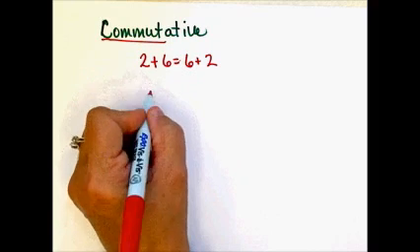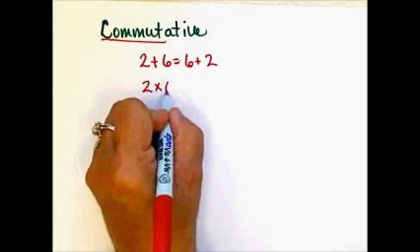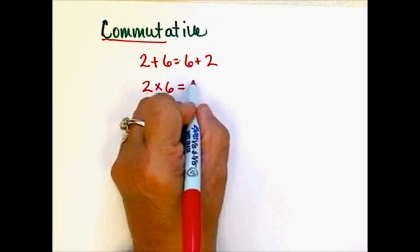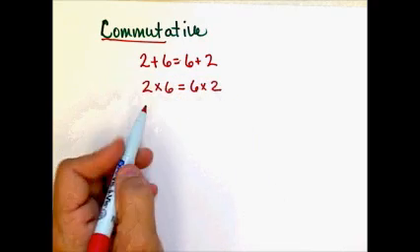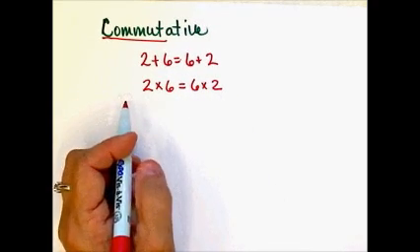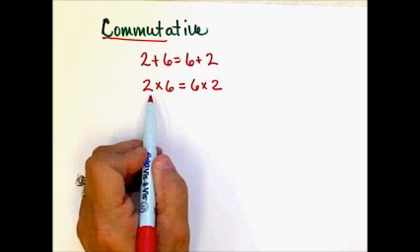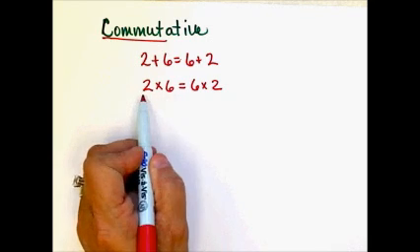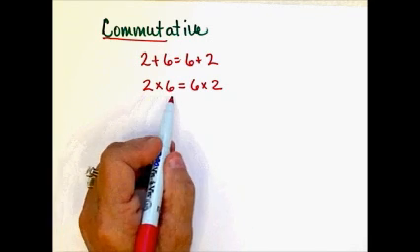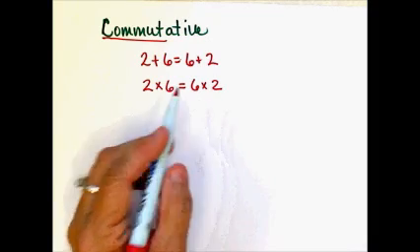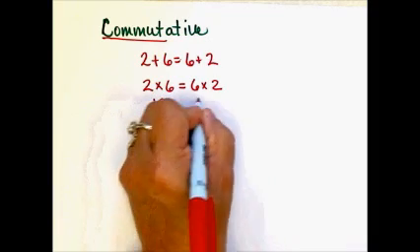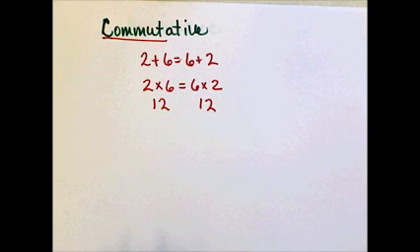So let's try it out and see. 2 times 6 equals 6 times 2. Is that true? And will it always be true? Yes, it will. It doesn't matter what the order. I can do 2 rows of 6 or 6 rows of 2. But any way I go about it, I'm going to end up with 12 objects. Okay? So the commutative property holds true for multiplication.